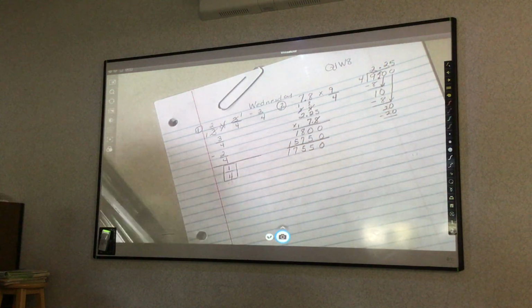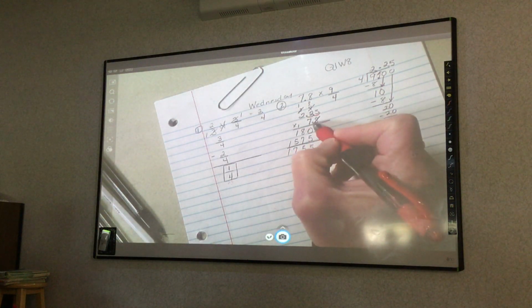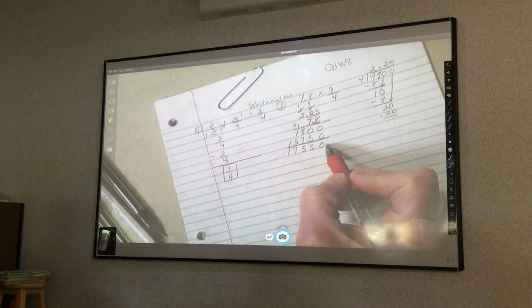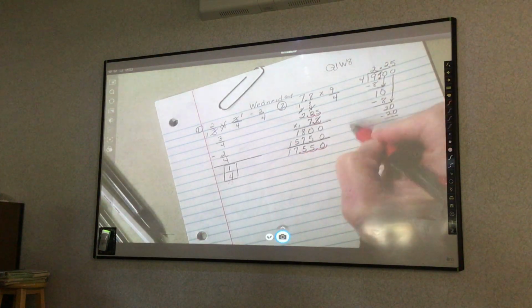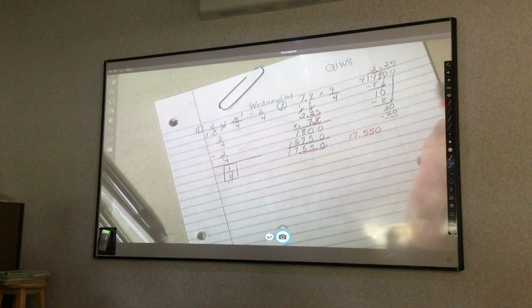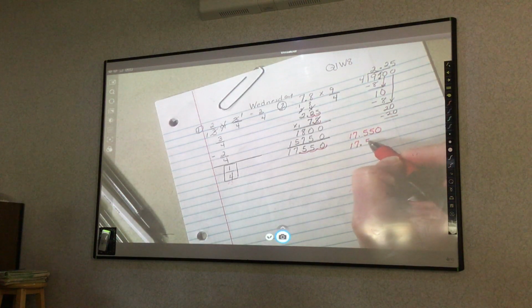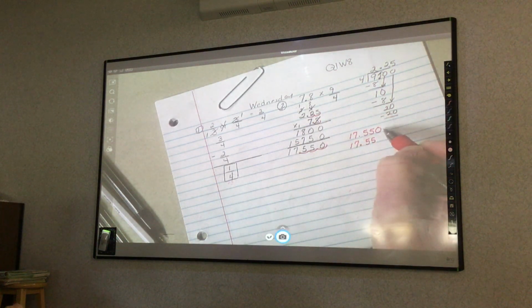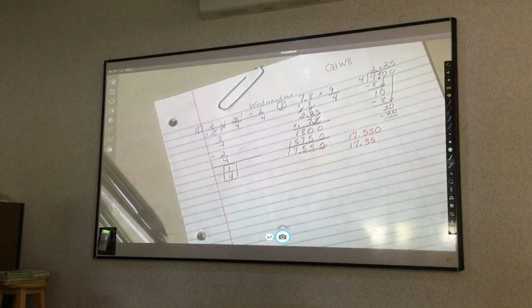Now I go back and I count my decimals. 1, 2, 3. Start on the right and come in left. 1, 2, 3. So my answer would be 17.550, but I don't really need that 0, so I can rewrite it as 17 and 55/100. If you kept the 0, that's okay. I'm not going to count it wrong. Yes, I did it differently and I still got 17.5.